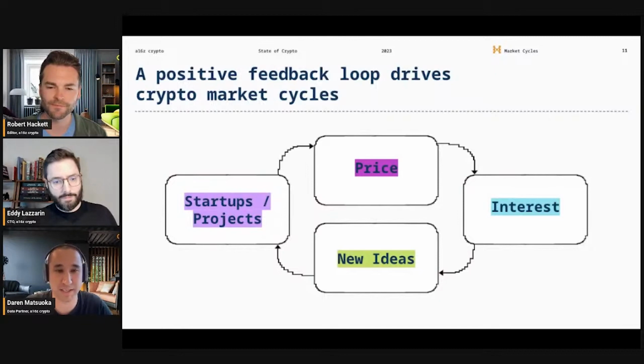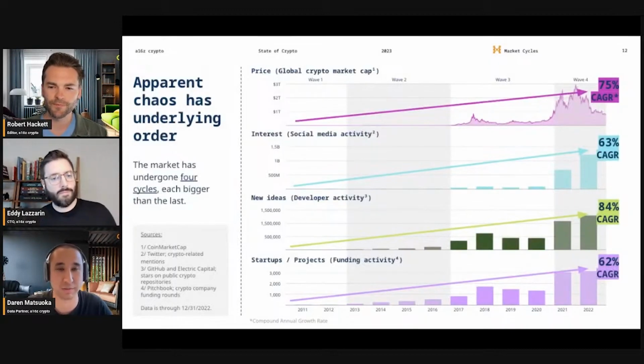And this might make sense in theory, but we can also really support this by looking at some of the data in more granular views of the industry metrics. On this slide, you can see the global crypto market cap compared to social media activity as measured by Twitter mentions, developer activity as measured by GitHub stars, and funding activity as measured by funding rounds from PitchBook. You'll note that the x-axis here is all the same, showing the growth since 2011.